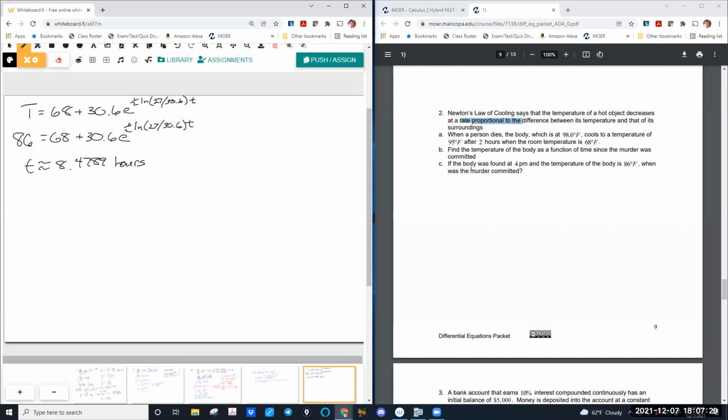Now, to answer question C, it says, what time or when was the murder committed? Well, it was about 8.5 hours before 4 p.m. So for us, that's around 7:30 a.m. Maybe we should say around because it's not exact. So that would be about the time that this person died. We want to make sure that we completely answer the question, not just solve the differential equation. Like I said, this is a really cool problem because it's a very quick, very nice real world example of how differential equations get used because we have an amount proportional to a rate.